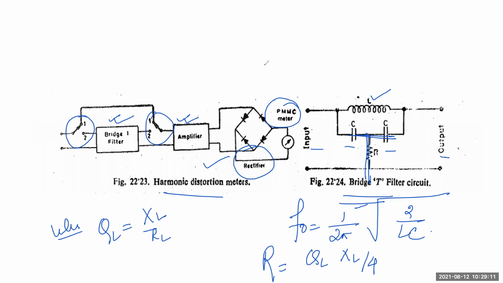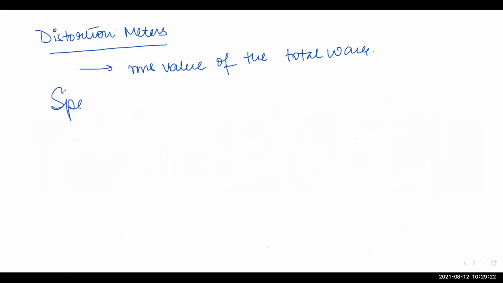Next I will move to the spectrum analyzer. Let me start with the spectrum analyzer. I'm sharing my whiteboard again. What is a spectrum analyzer? Spectrum analysis is mainly defined as the study of energy distribution across the frequency spectrum of a given electrical signal.